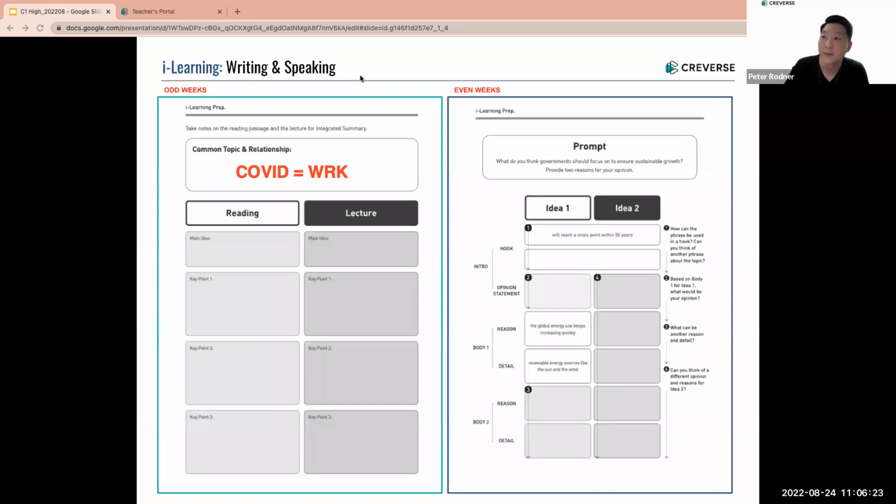So the reading thought that all this stuff of COVID and work has had benefits, okay? While the lecture cast doubt, saying, no, there were more negatives or there were some negative impacts, okay? So here, this is how, in a sense, you will have them write their overall thesis, or the main idea. This is pretty much their first paragraph, okay?